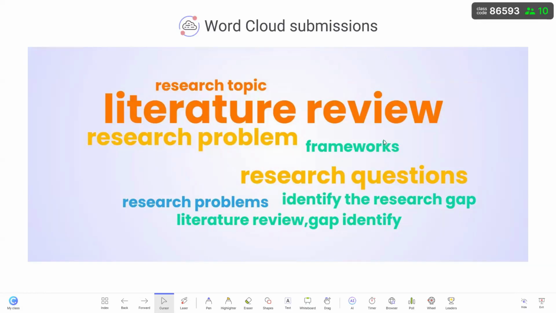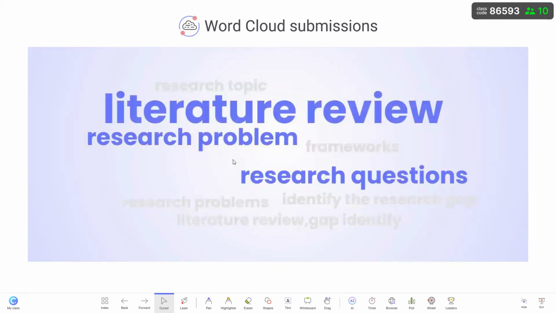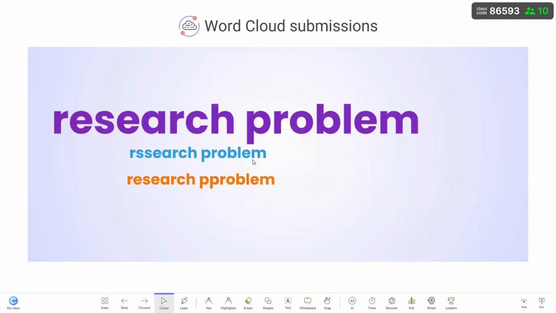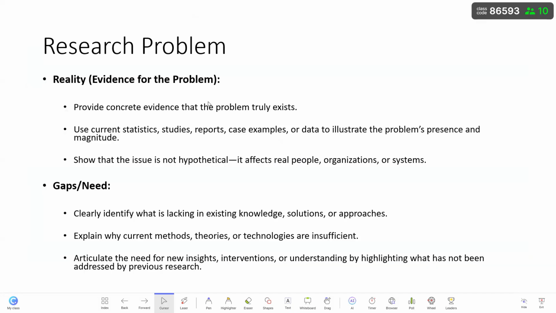If you can't find one, obviously you need to start a research in order to find a solution. The solution is the new knowledge that you want to create, right? So literature review is the foundational component, as you said.